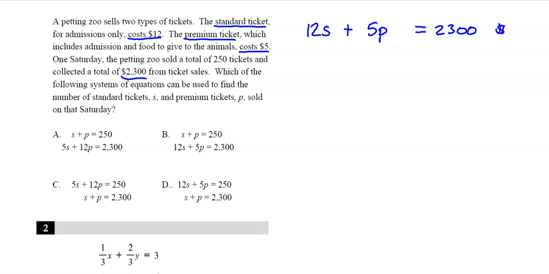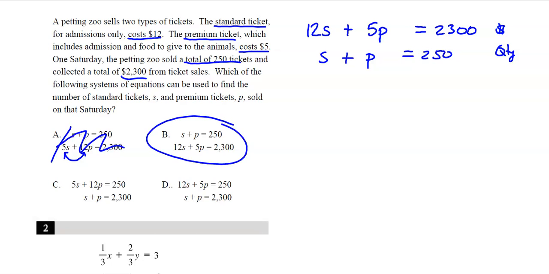So this one was all dealing with money. Well, then you have the quantity equation, the one that talks about the number of tickets. And it looks like we had a total of 250 sold. So we know that the standards plus the premium came out to be 250. So what are we looking at here? And usually, like this one, they actually have the numbers in the wrong places, so keep an eye out for that. So I'm looking like B, probably a good answer here.